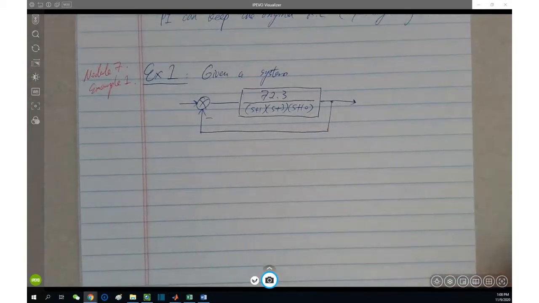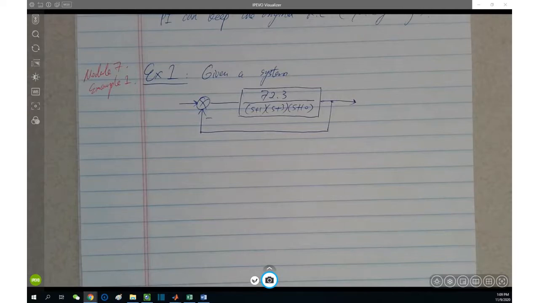Even a system like this. There is something I need to clarify in the first place. So by looking at this given system, what's the order of the system? Can anyone tell? What's the order of the system? Or say, how to tell the system order?